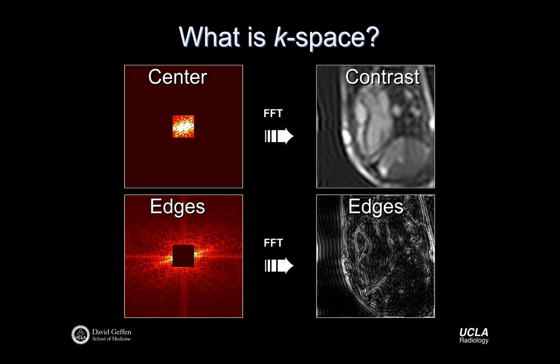Now, in principle, we want both, right? We want both contrast and edges. But there's a penalty to getting lots of edges, right? That takes lots of time. If we're going to cover a large part of K-space, that's going to require more time. Whether or not you can afford the time to do that experiment depends on who's reimbursing you for the clinical scan, how favorably your chair views you, and how much research you need.